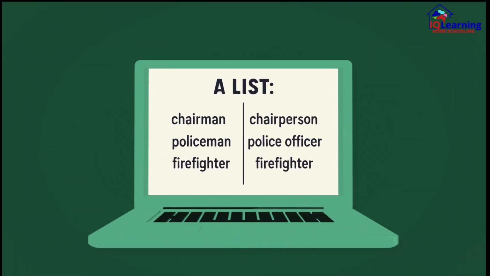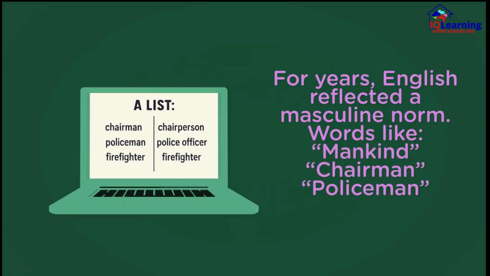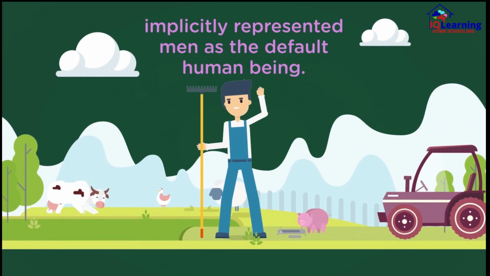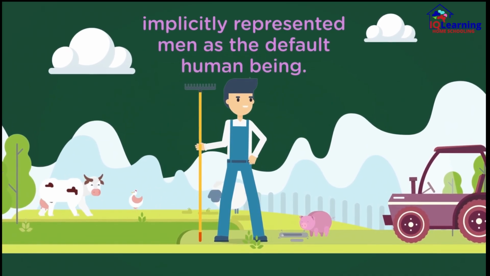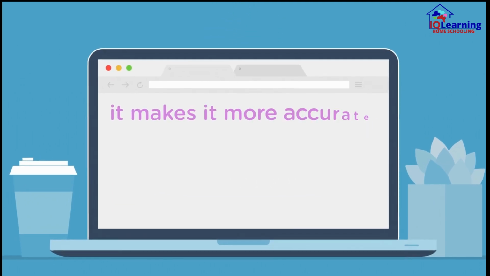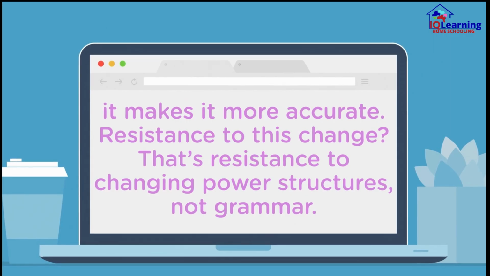Gendered language in Australia. For years, English reflected a masculine norm. Words like mankind, chairman, policeman, implicitly represented men as the default human being. Changing to gender-neutral terms doesn't ruin the language, it makes it more accurate. Resistance to this change? That's resistance to changing power structures, not grammar.